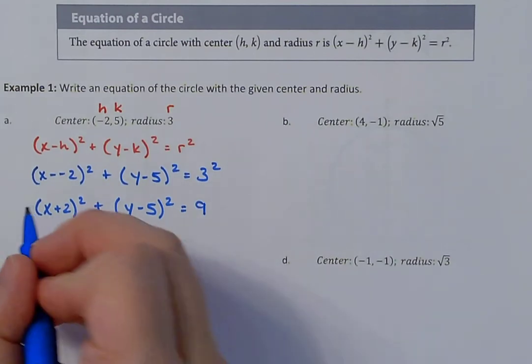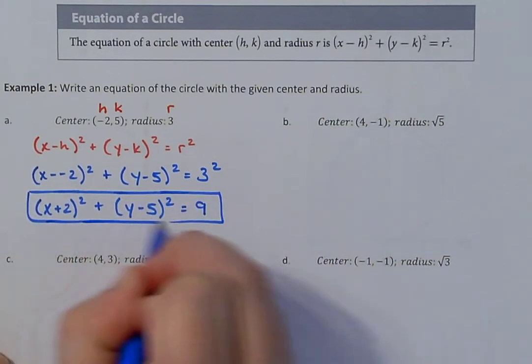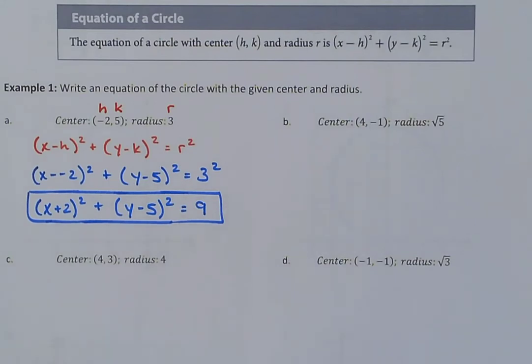So that is in fact our final answer for example 1, part A. X plus 2 squared plus y minus 5 squared equals 9. And that's how you write the equation of a circle when given the center and radius. All right, so that is how you're going to go through and do example 1, part A through F. Now, before we jump to example 2, there are a couple others I want to do just to give us some more practice and a few more examples to reference and to talk about a few things.